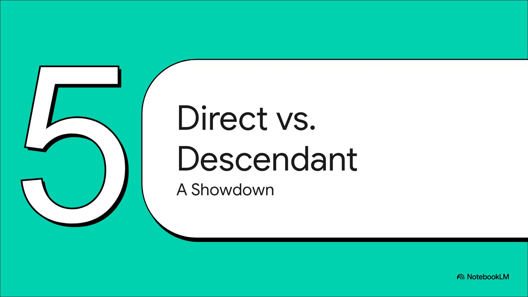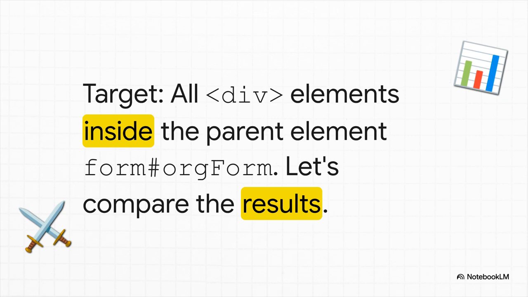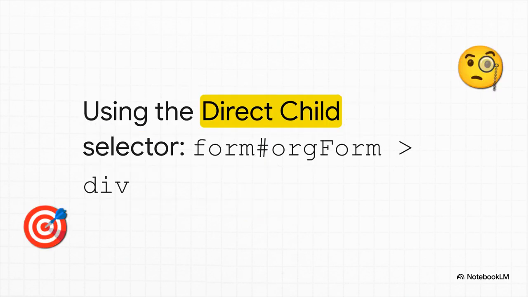Okay, theory is great, but what does this actually look like in the real world? Well, I think it's time for a little showdown. We're going to put these two selectors head-to-head on the exact same web form and see who finds what. So here's our challenge. We've got this form. Its ID is org form, and our mission, should we choose to accept it, is to find all the div elements inside of it. Sounds simple enough, right? Well, let's see how our two different tools handle the job. First up to the plate is our precision tool, the direct child selector. We're going to ask it to find only the divs that are immediate children of the form.